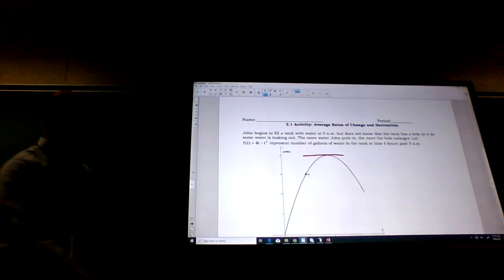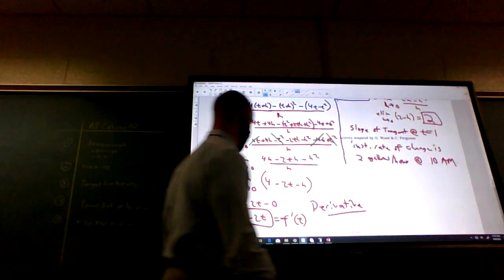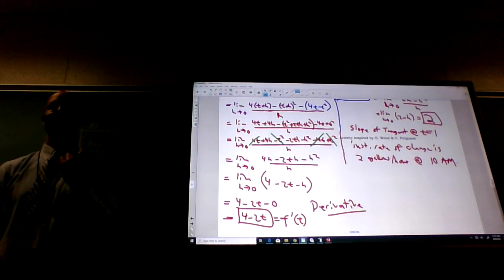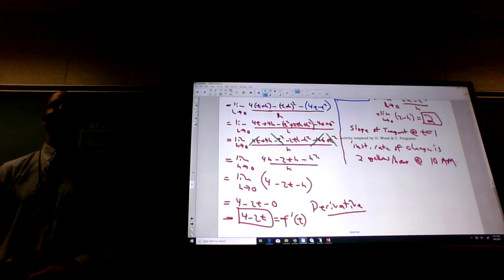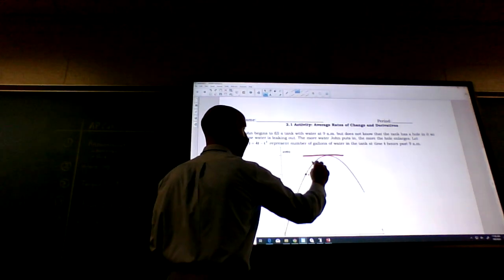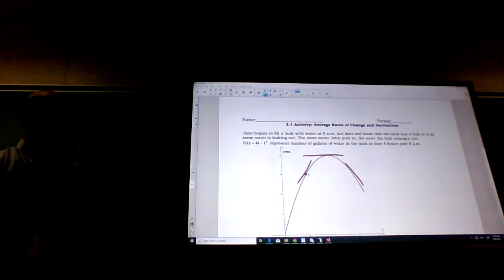Oh, wait a minute. Let's go back to that. The problem we originally started with was t equals 1, right? Yeah. What do you get when you plug 1 in there? 2. Guess what happens when you plug 3 in there? You get -2. So here the slope was 2, and then symmetrically, guess what that slope is? Doesn't that make sense? Isn't that beautiful?